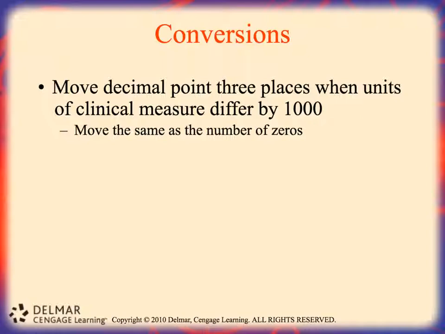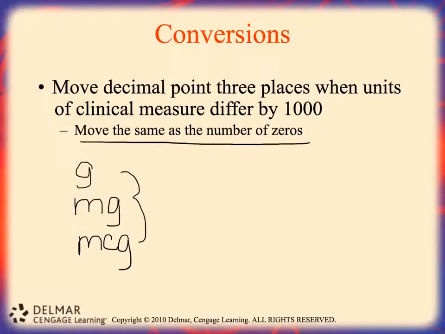So these are the units we use for volume. When we are converting between units, we are going to move the decimal point 3 places when the units of clinical measure differ by 1,000. These are side-by-side units, such as your gram, your milligram, and your microgram. Each of these is going to differ by 1,000, so you're going to move the decimal the same as the number of zeros.